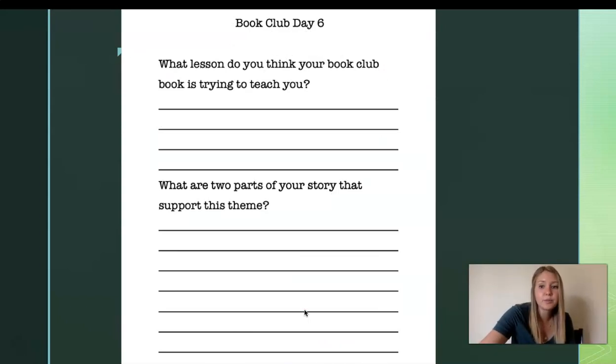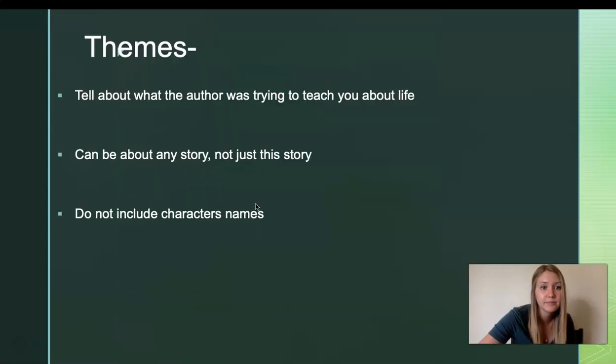So this is the page from your book club packet today. This is day 4, Wednesday, the 21st of May. So make sure that you have that packet ready to go when you're reading your book. You're going to answer the question, what lesson do you think your book club book is trying to teach you? So what's the life lesson or the theme there? And then you're going to try to think of 2 parts of your story that support that theme. Because usually the theme doesn't just show up in one part of your story, right? It comes in throughout the whole story. So we're trying to think of something that we can prove with more than one part of our story.